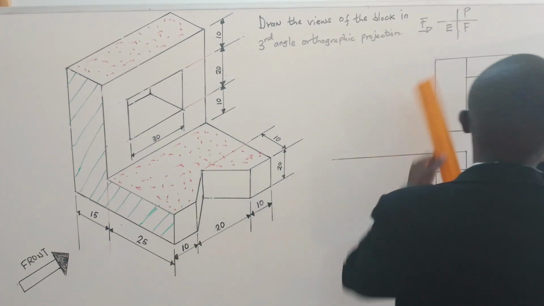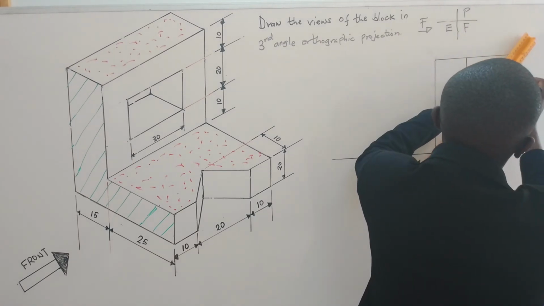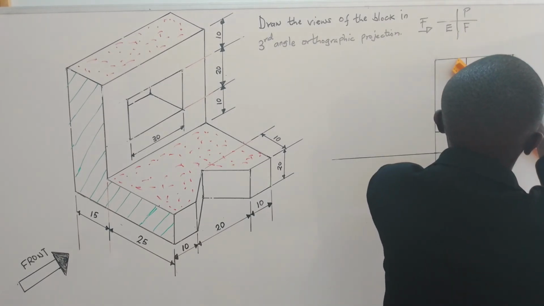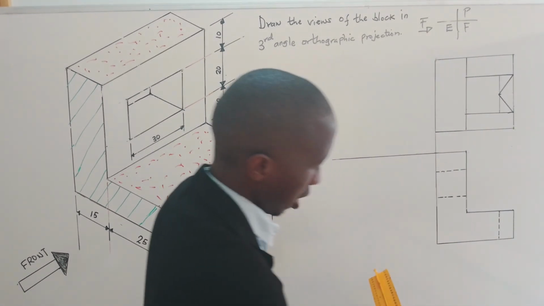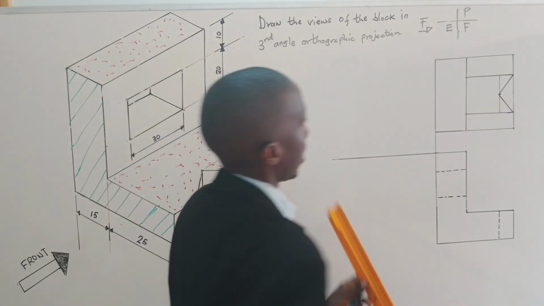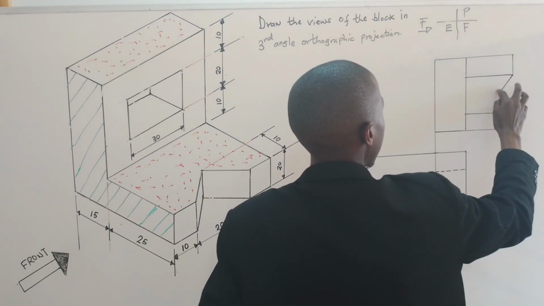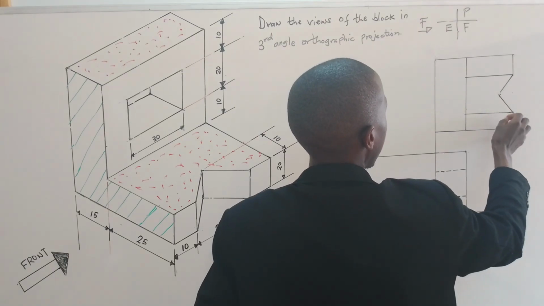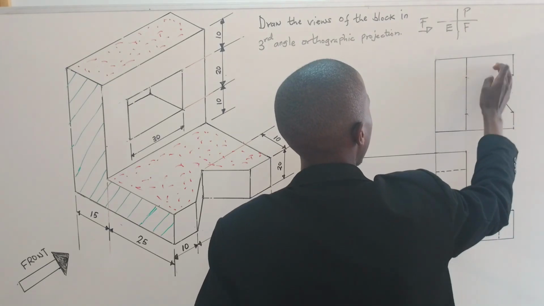Now we have that 10. So we have this 10 here. Then you join this, then you join this. Now I was using construction lines, so now let me erase what is not required. Then we will see the answer coming up.